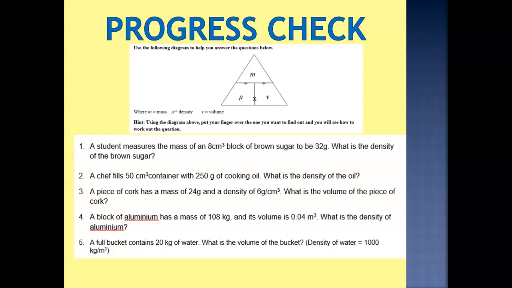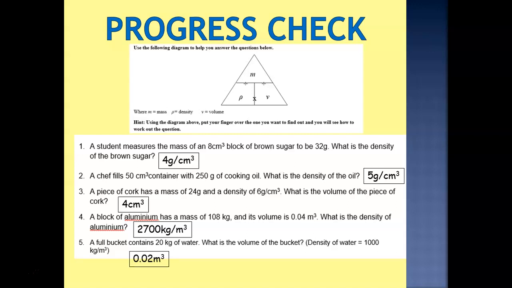Okay then, question 1. It's 4 grams per centimetre cubed. Question 2. 5 grams per centimetre cubed. Question 3, 4 centimetres cubed. Question 4, 2,700 kilograms per metre cubed. And question 5, 0.02 metres cubed.